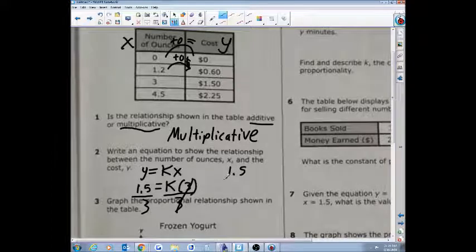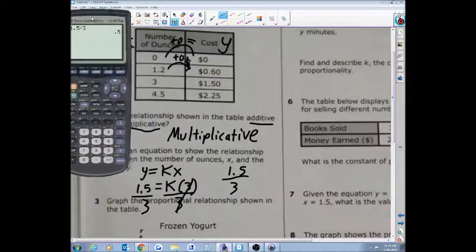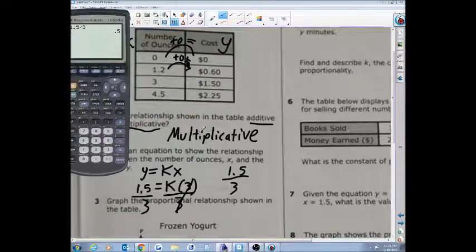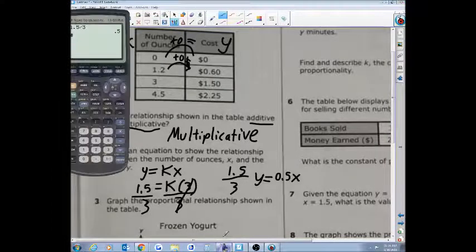1.5 divided by 3. I can use my calculator for this. 1.5 divided by 3 equals 0.5. So K equals 0.5. So we can go back to this equation, and we can say Y equals 0.5 X. Now this should work for any of these X's we put in. 1.2 times 0.5. Let's pull out the calculator to prove it.